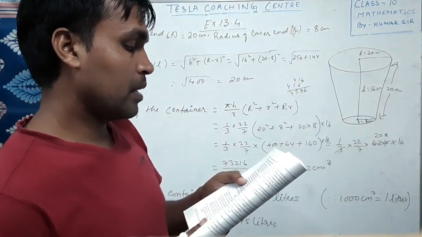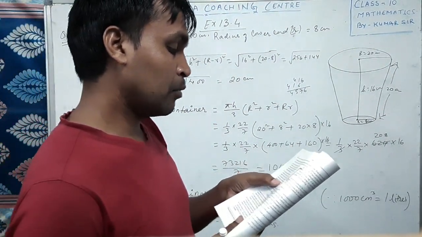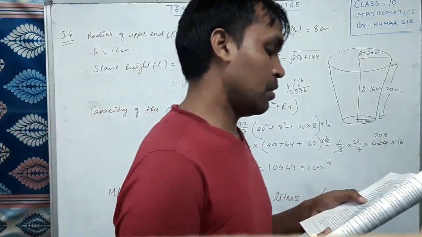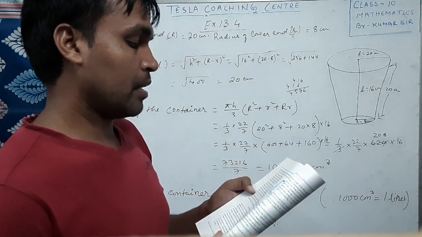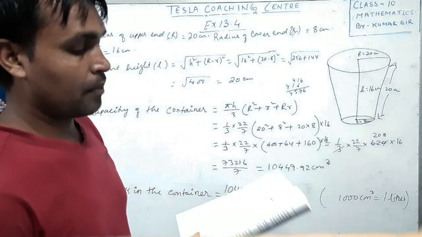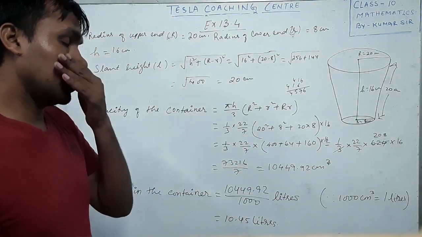Find the cost of milk which can completely fill the container at the rate of 20 rupees per liter. Also find the cost of the metal used for making the container, if its cost is 8 rupees per 100 centimeter square.